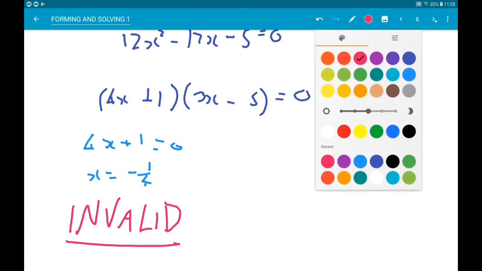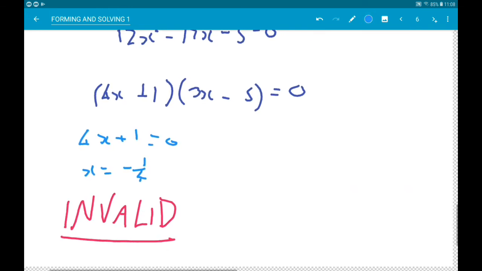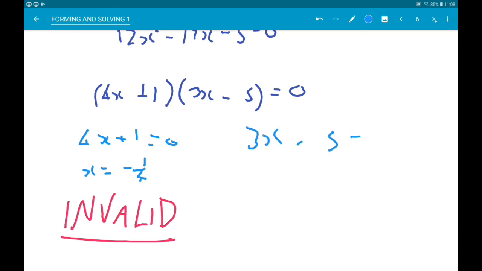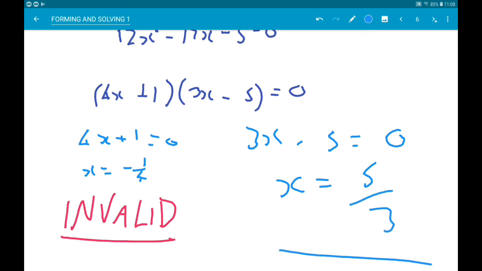So, using the bracket on the right, 3x minus 5 is equal to 0. Add 5, divide by 3, x is 5 thirds, and 5 thirds only.